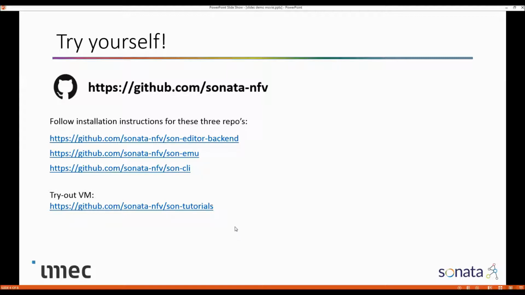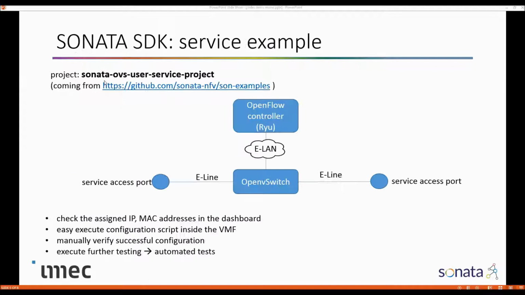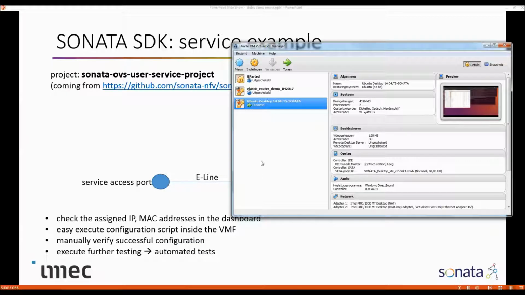We showcase here these 3 repositories and also have some instructions on how to create a virtual machine that installs this whole SDK environment. I want to showcase one simple service now in this SDK environment. Other service examples will follow and will be made available through our GitHub page. The service shown here consists of an OpenFlow controller connecting through a LAN network to an Open vSwitch, and the switch has an input and an output port where traffic flows.